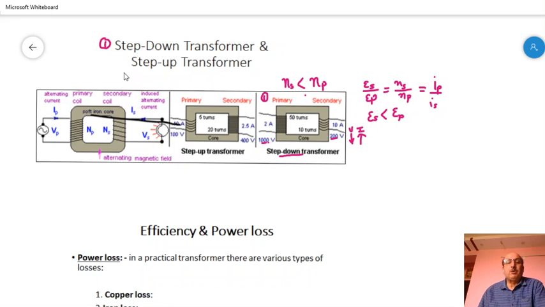The second type of transformer is step up transformer. This one. As the name suggests, there are more number of turns in secondary coil and number of turns in primary coil are lesser. So in this case, NS is more than NP. So ES will be more than EP.